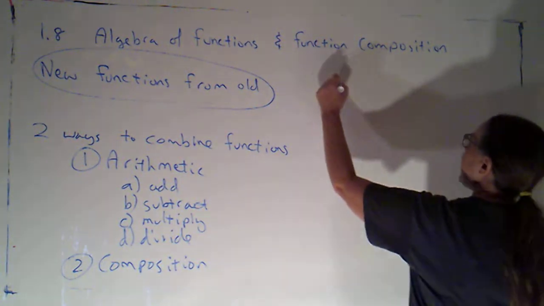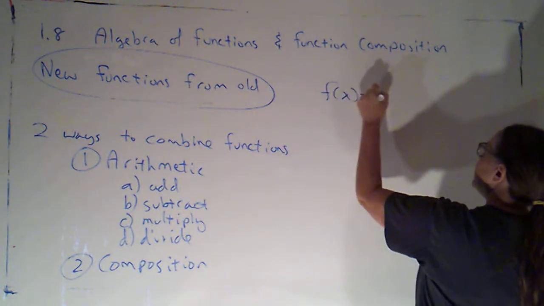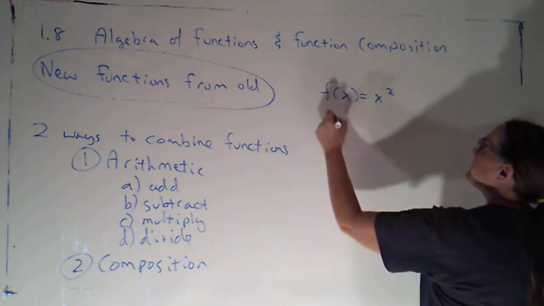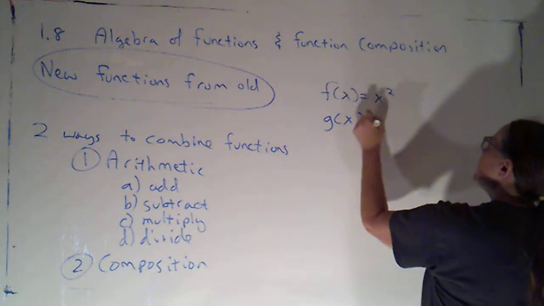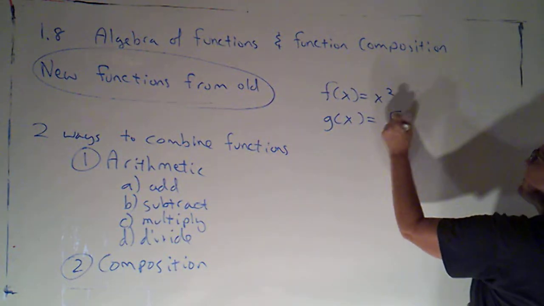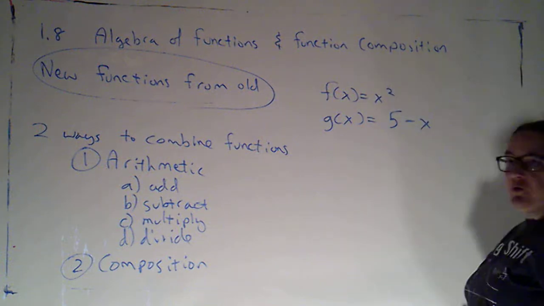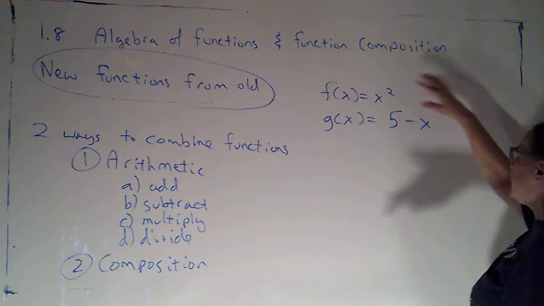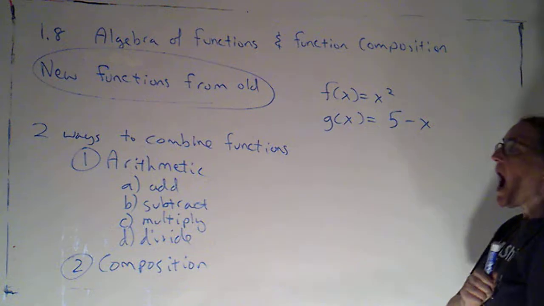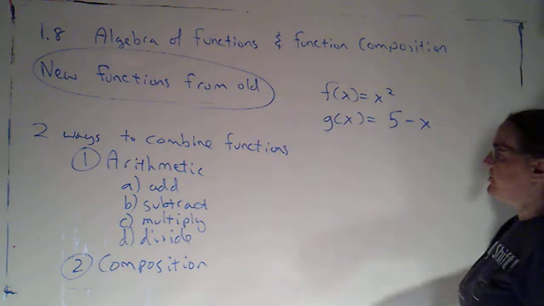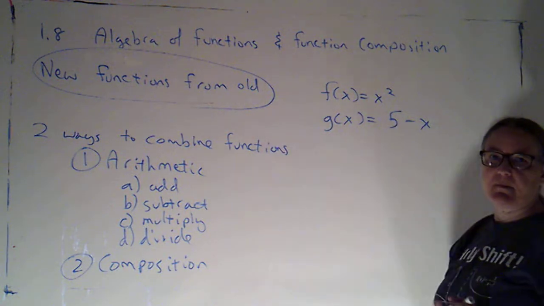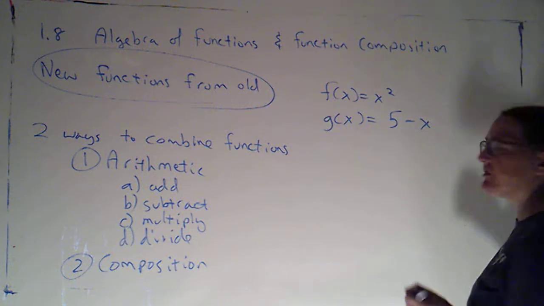Let's suppose that I had f of x equals x squared, and g of x equals 5 minus x. These are two separate functions. This is a parabola. This one gives me a line. I could combine those two functions using any of my arithmetic operations. Let's just take a look at addition first.